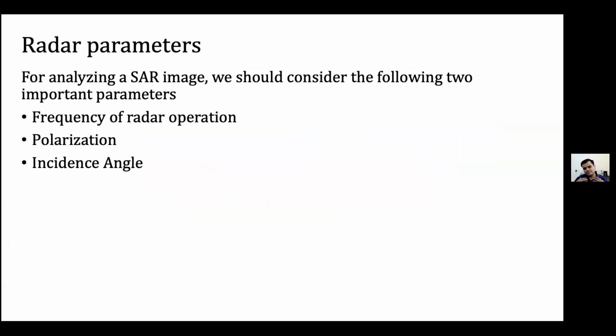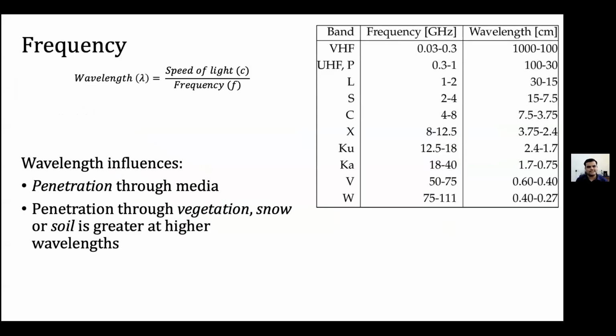So whenever you think about applications, there are three major parameters in the radar datasets which need to be understood to understand which particular data or frequency will be used. One is the frequency of radar operation, the polarization, and the incidence angle.